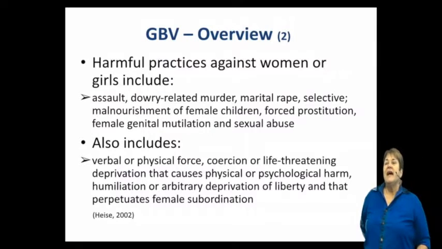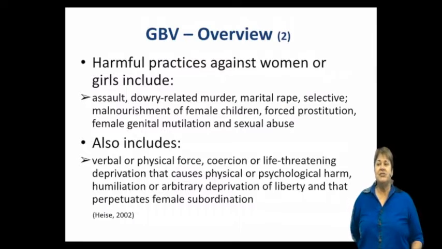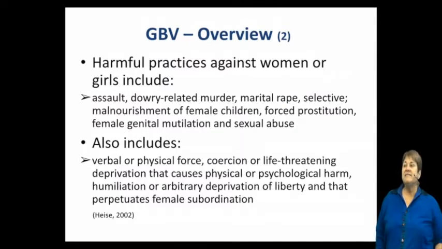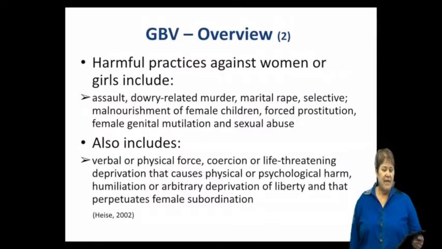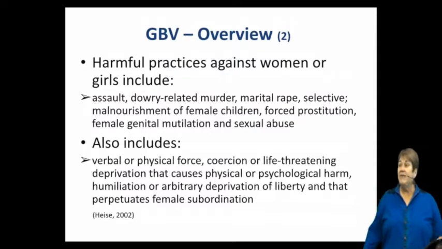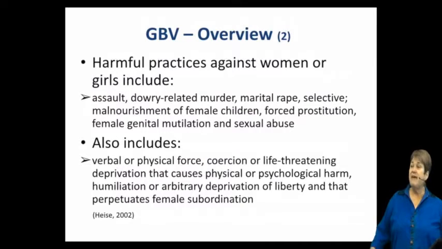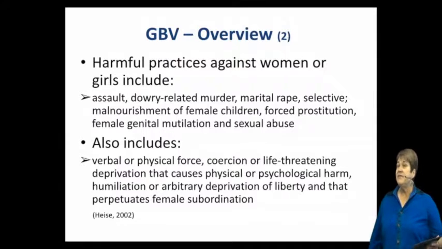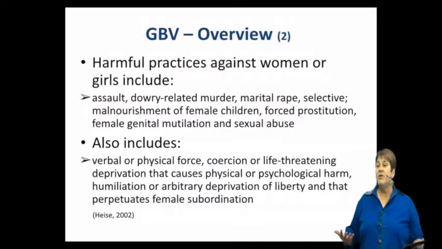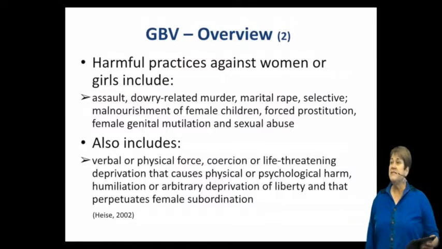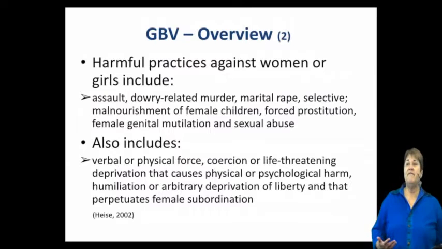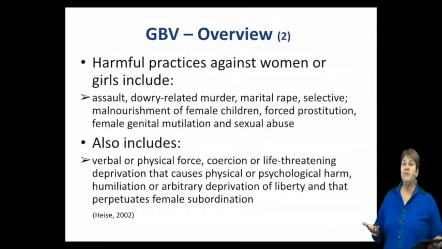There are a number of things that can be classified as gender-based violence. Harmful practices, for example, include assault, things like dowry-related murders that are common in some areas of the world, marital rape, selective malnourishment of female children, where there's male child preference, forced prostitution, female genital mutilation, although that is obviously a somewhat contentious subject, and also sexual abuse. All of those qualify as examples of gender-based violence against women.